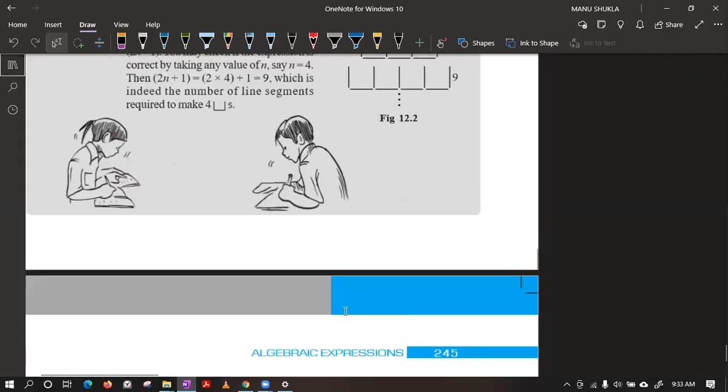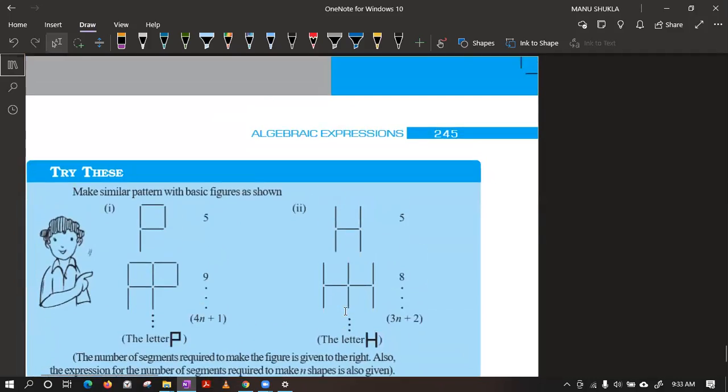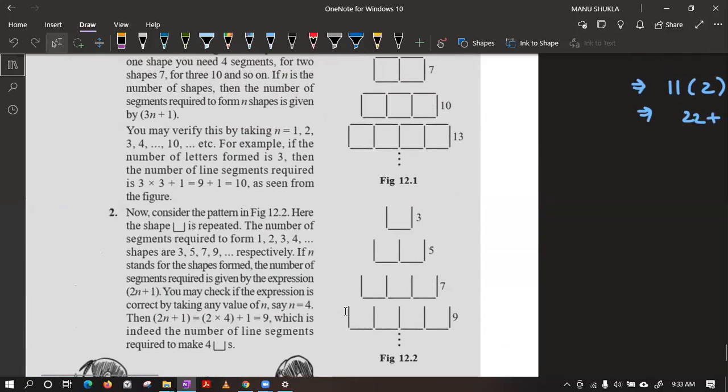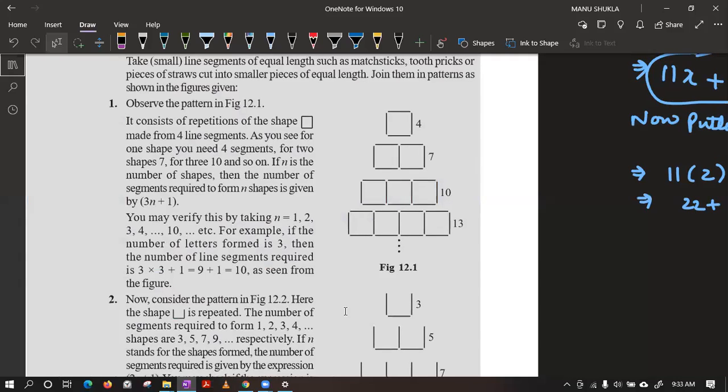Which pattern should I give you? Let me take the examples. Which example should be taken? 3, 5, 7, 9. 4, 7, 10, 13.